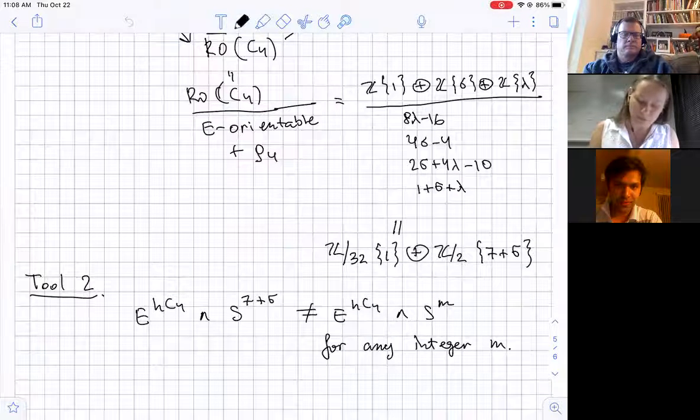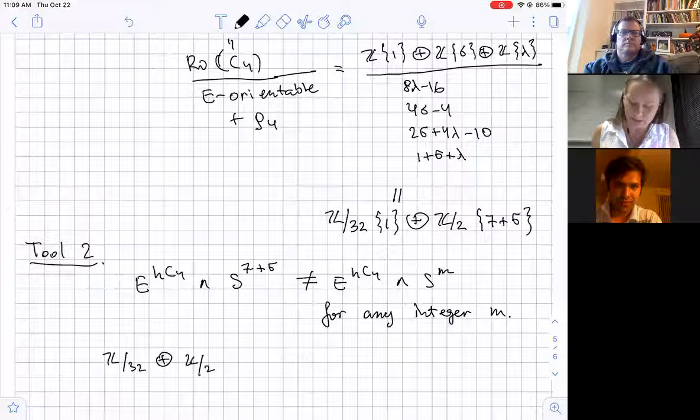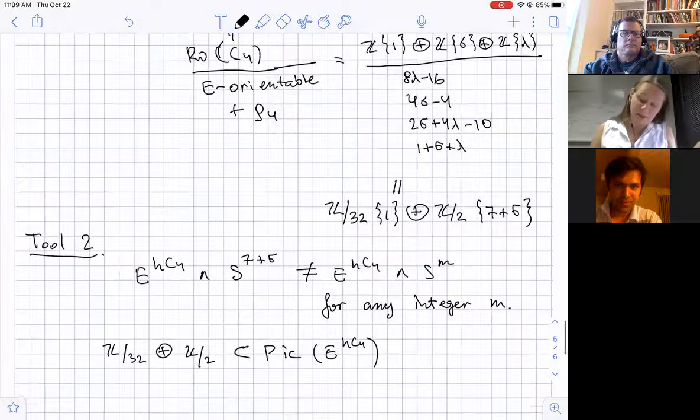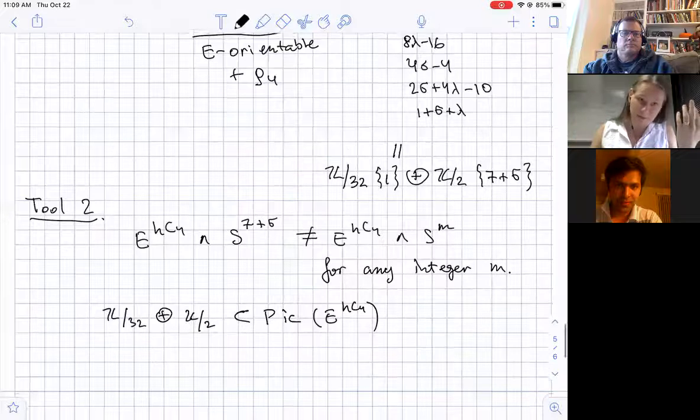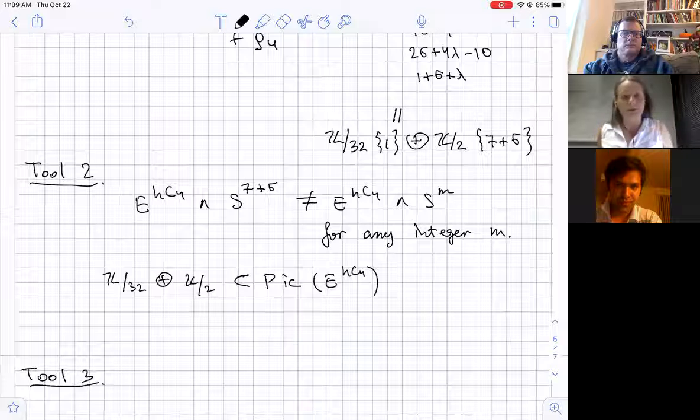using tool 1 and tool 2, we know that the minimum our Picard group can be is Z/32 plus Z/2. Okay, so we know that that's in Pic. But it can also be larger than that. So now we have to compute the upper bound.